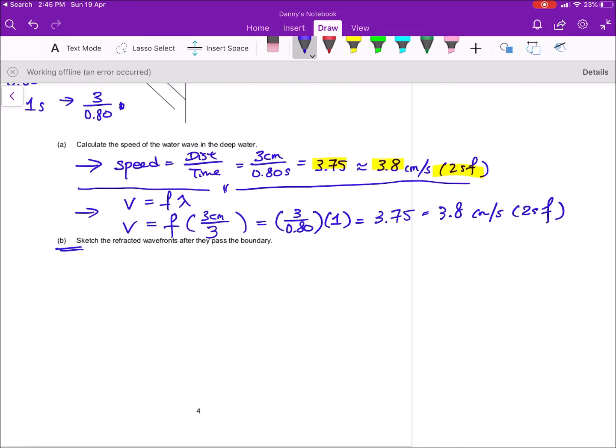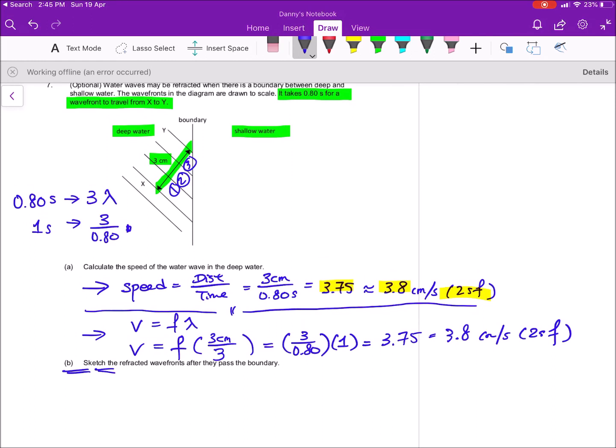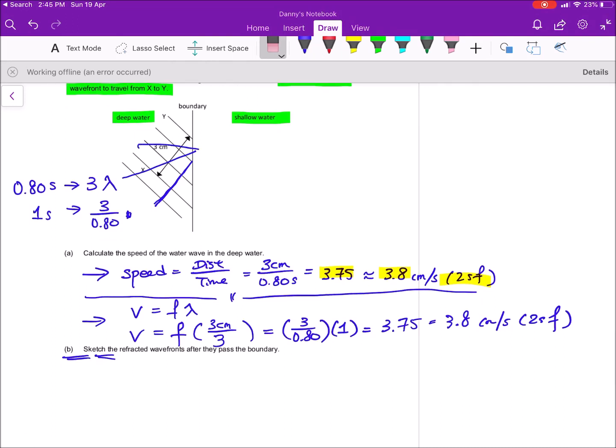Then after that, I need to sketch. Sketch means it is not to scale, but I need to show the basic understanding of refraction because it is passing into a shallow region. So what do I do? Well, I know that my wave is approaching the boundary this way. Why do I know it's this way and not another way? Because I know that my wave motion is perpendicular to the wave front.